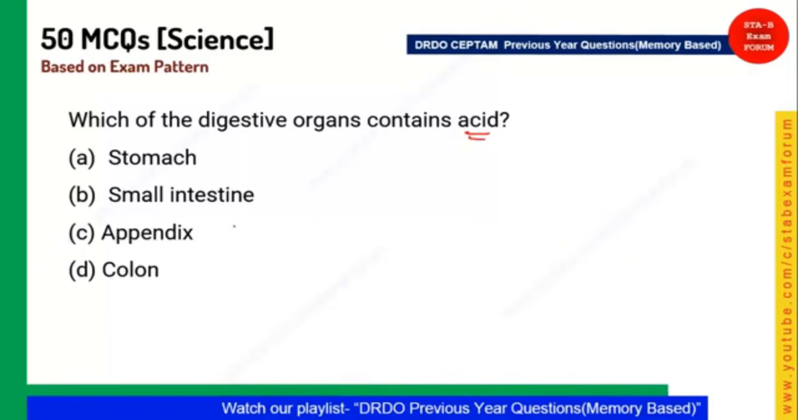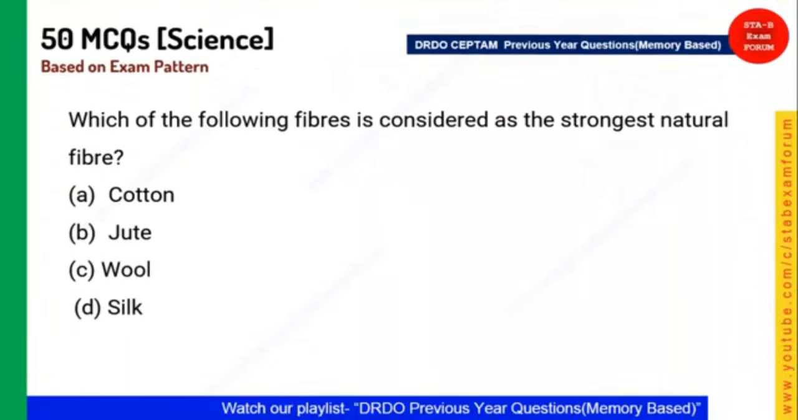Okay, so all these are part of our body, and as you know, stomach contain hydrochloric acid, which breaks the food into smaller components. So stomach is the correct answer. Coming to the next question, which of the following fiber is considered as strongest natural fiber?